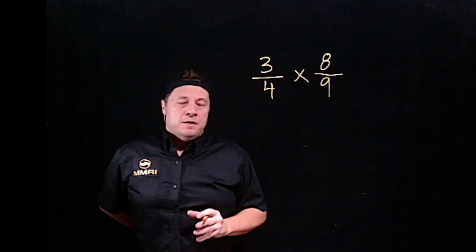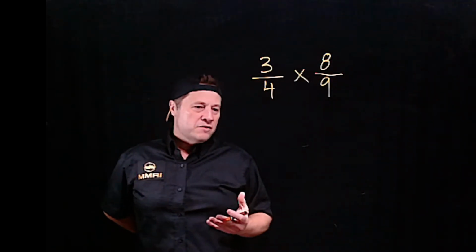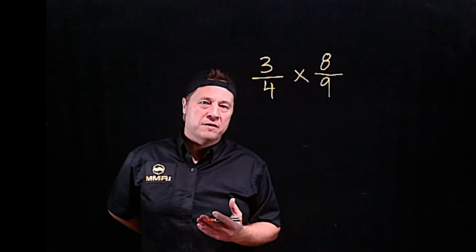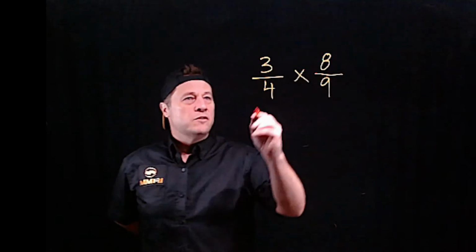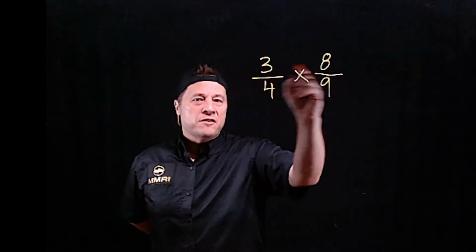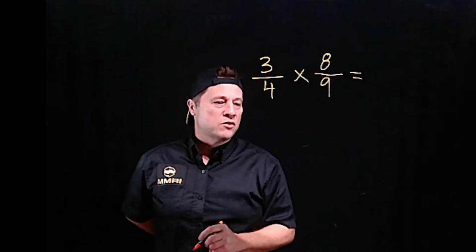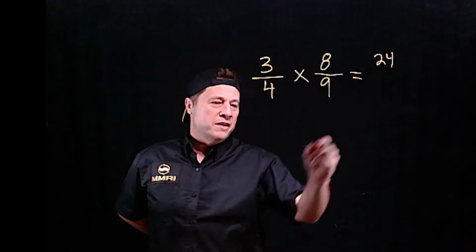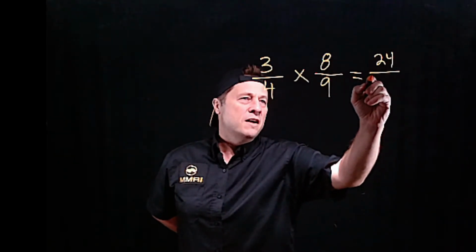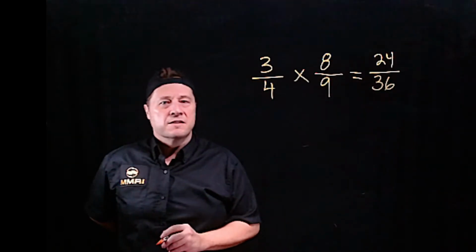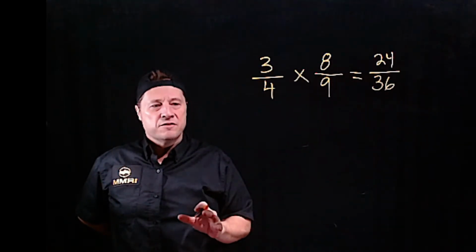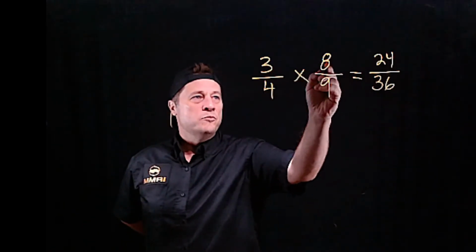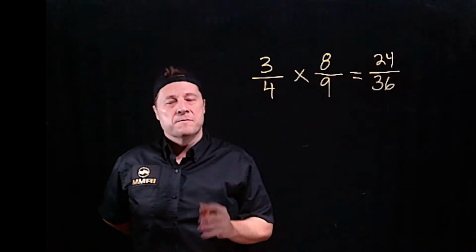Okay, when it comes to multiplying fractions, we do not need to find common denominators, okay? Simply all we have to do is multiply the numerators across, okay? So 3 times 8 is 24, and then multiply your denominators. 4 times 9 is 36. Multiplying fractions, very, very easy, okay? Just multiply the numerators, multiply the denominators.